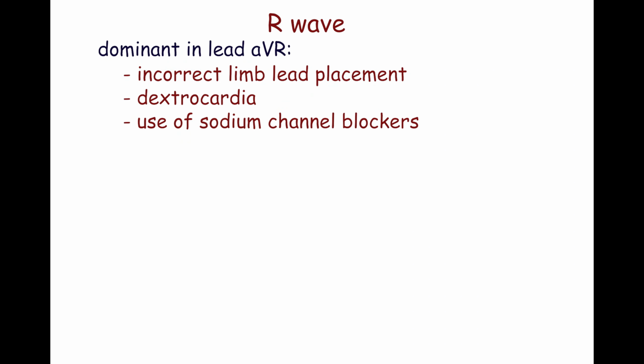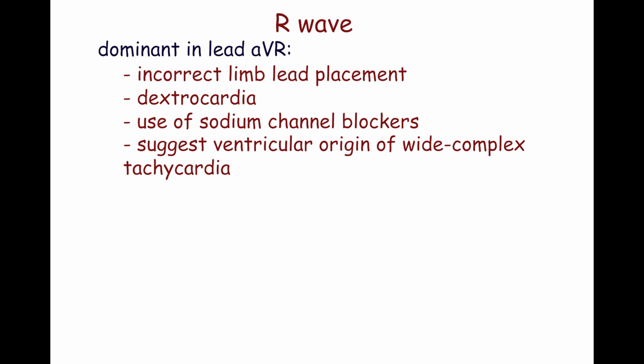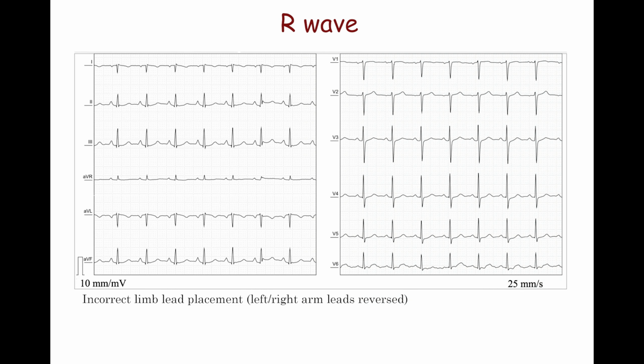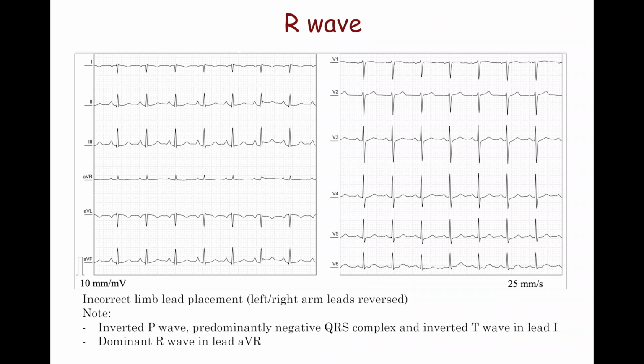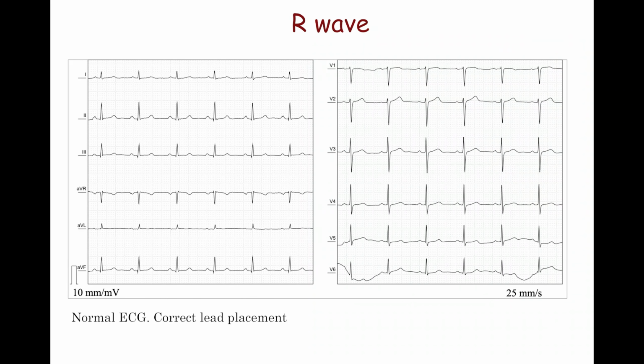Dominant R wave in lead AVR is observed in the following cases: incorrect limb lead placement, dextrocardia, and use of sodium channel blockers. In the presence of wide QRS complex tachycardia, the dominant R wave in lead AVR indicates its ventricular origin. This ECG is recorded when the left and right arm leads are reversed. There are inverted P waves, negative QRS complex, and inverted T wave in lead 1. Also, there is dominant R wave in lead AVR. Compare with a normal ECG in the same patient when lead placement is correct.